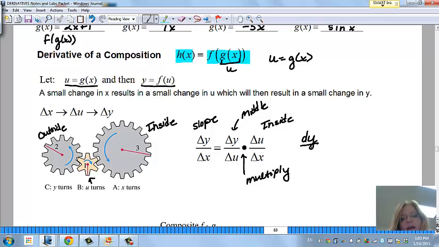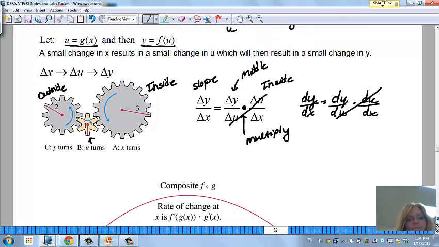dy/dx, which is the derivative of y with respect to x, is equal to the derivative of y with respect to u times the derivative of u with respect to x. And if you look at this, these would cancel and these would cancel, so you end up getting your derivative of y with respect to x. So basically, when we do the derivative of a composition, you're going to do the derivative of the inside times the derivative of the outside.